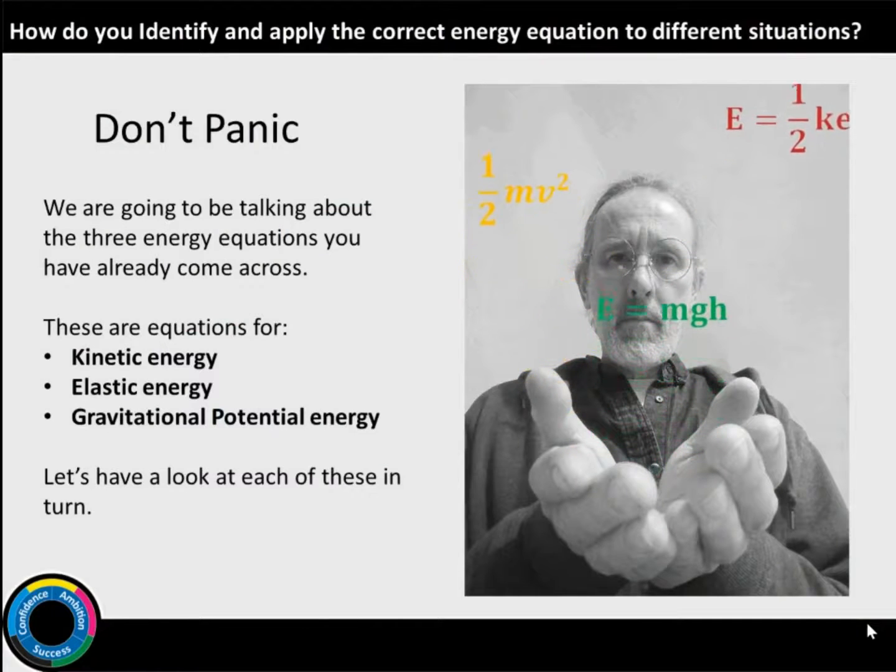Now what we're looking at today is how do you identify and apply the correct energy equation to different situations. Now you don't need to worry too much about this. We're going to be talking about the three equations that we've come across already. So you've got equations for kinetic energy, for elastic energy, and for gravitational potential energy. So let's have a look at each of these in turn, just to remind you about them.